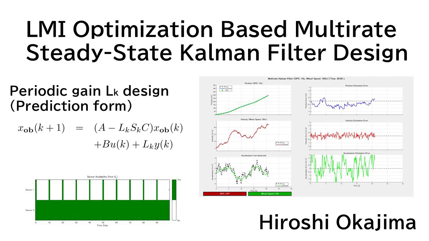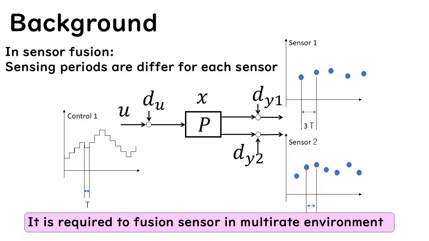This research is LMI optimization-based multirate steady-state Kalman filter design. Periodic gain is designed based on LMIs. There are many sensors in complex systems, and it is required to fuse sensors in a multirate sensing environment.